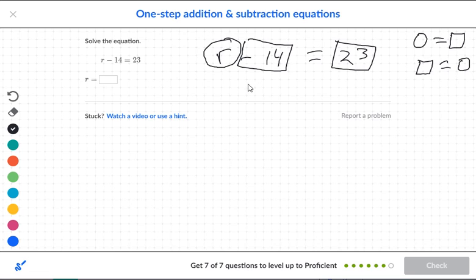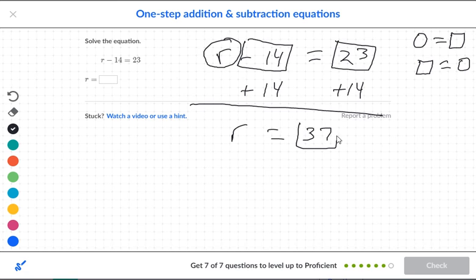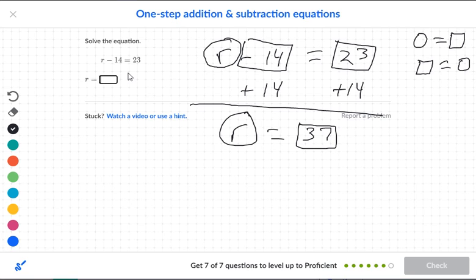So right here, this box has to go. What's the opposite of a minus 14? Positive 14. Because when you move something, it becomes opposite. So every box that you see gets a positive 14. We do not put it underneath the circle because it's a circle, it's not a box. So now what we have left here is an R. Then over here, 23 plus 14 is 37. The 37 is in a box, and the R is in a circle. So we're going to type in 37 and check it.